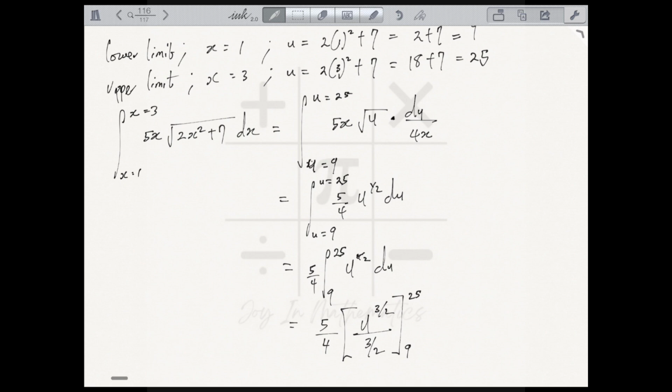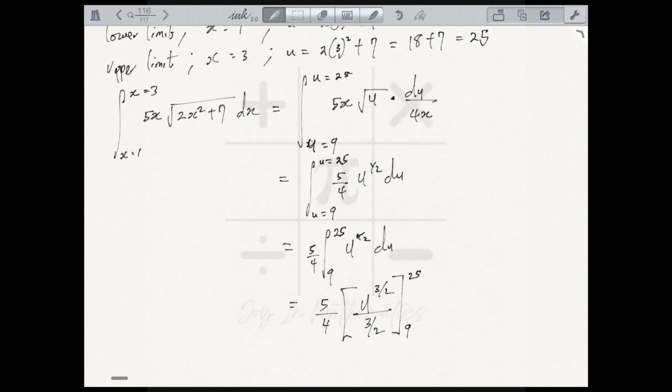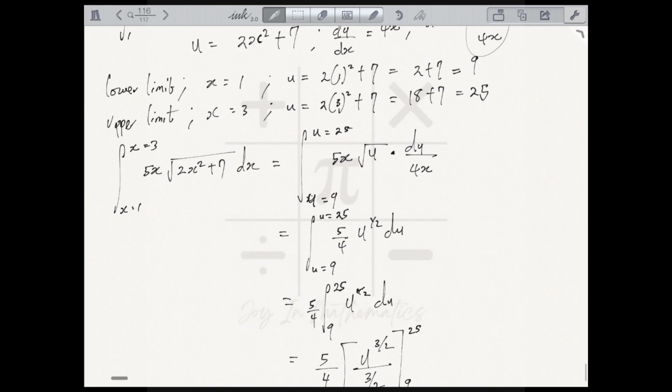So now instead of substituting our u back, we can just go ahead and continue solving with u. Instead of saying this is equivalent to 5 over 4 into 2x squared plus 7 raised to power 3 over 2 divided by 3 over 2 from lower limit of 9 to upper limit of 25, we'll now begin to substitute our limits. We can just go ahead and solve with this.